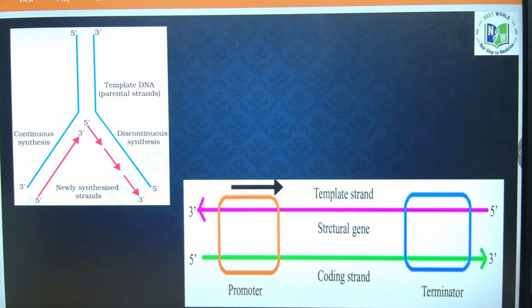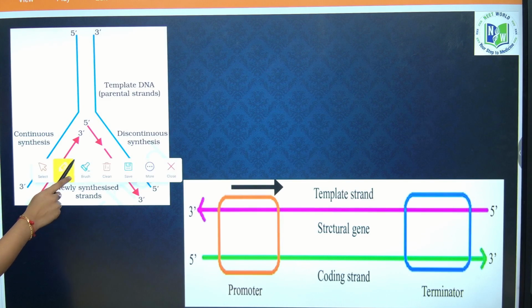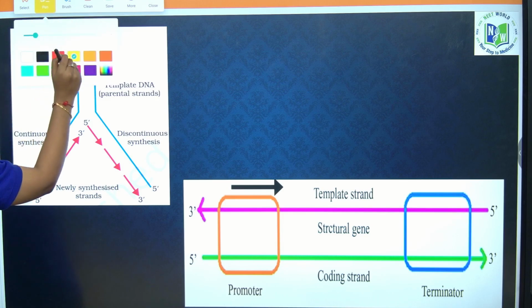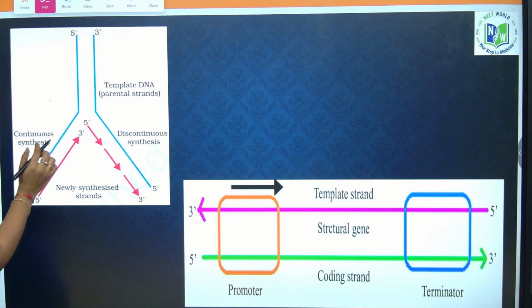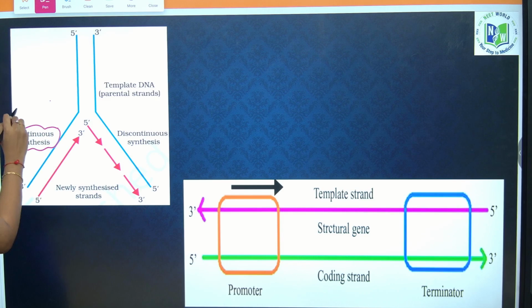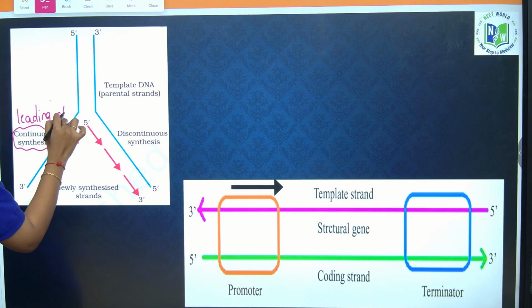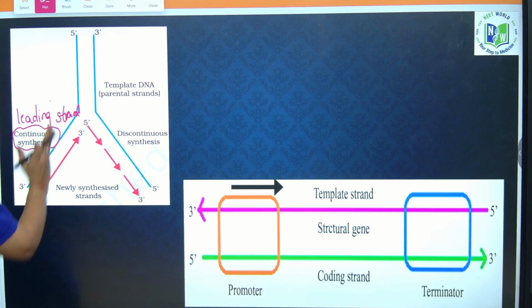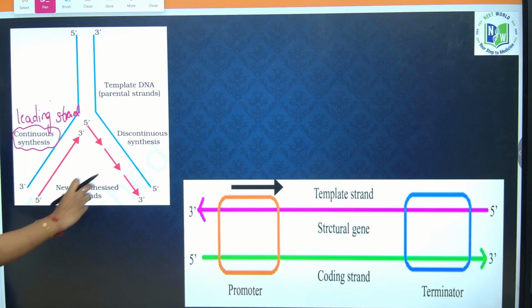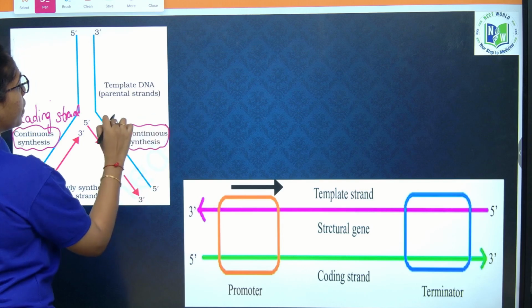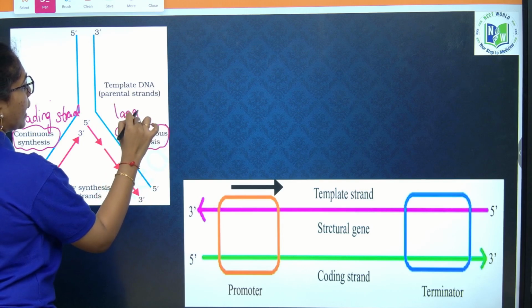Yeah. So here you see the leading strand, now you have to tell me what is the leading strand and what is the lagging strand. This is the leading strand, which is continuous towards the replication fork, and this is the lagging strand, which is discontinuous, away from the replication fork. Lagging strand.